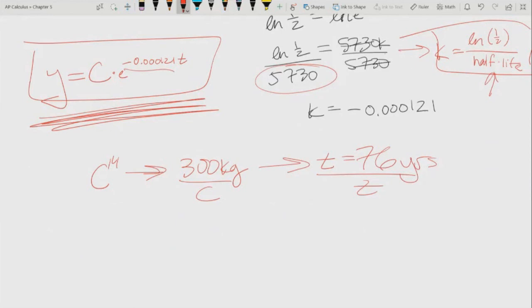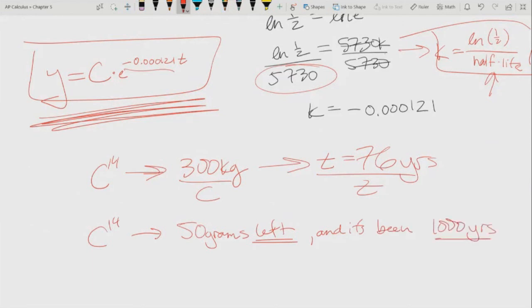Where this gets a little bit more interesting is if I change this up and say, well, I've got a carbon-14 sample, and let's say, let's do it this way. I have 50 grams left of that, and it's been 1,000 years. What did I start with? That's a little bit different type of problem, right?